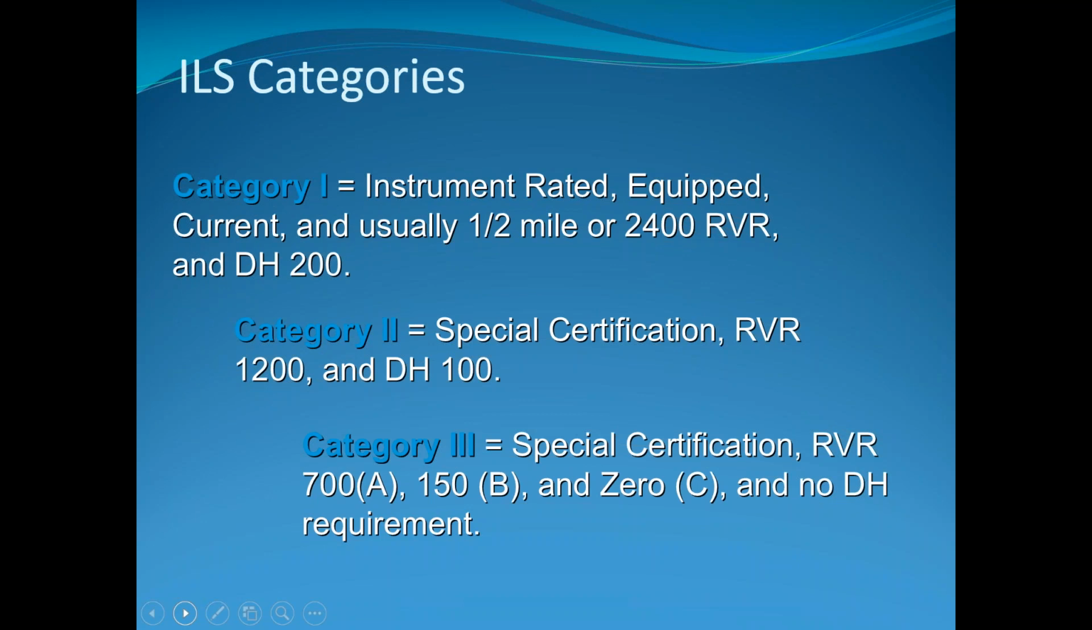And then no decision height requirement, meaning they don't even look at the ceiling with Category 3. The only thing they care about is the RVR reading. That's it. So 3A is a 700-foot reading, B is 150, and C is 0. So Category 3C is technically you can't ever see. You just land. You will feel the plane land before you see the ground.